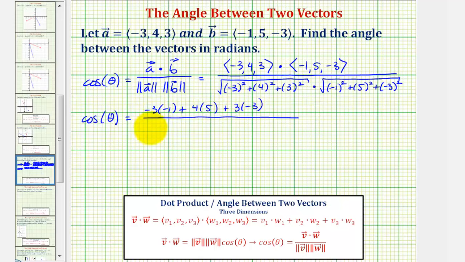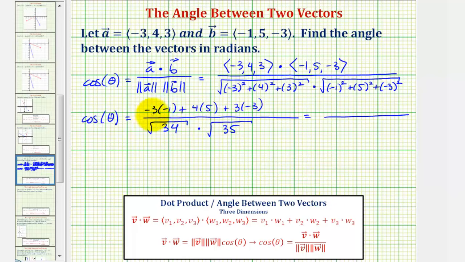And now for the denominator, we'll have the product of two square roots. So here we'd have negative 3 squared, that's 9, plus 4 squared, that's 16, plus 3 squared is 9, which equals 34. So here we have the square root of 34. And then here we'd have negative 1 squared, that's 1, plus 5 squared, that's 25, plus negative 3 squared, that's 9, which is equal to 35. So the denominator is the square root of 34 times the square root of 35.